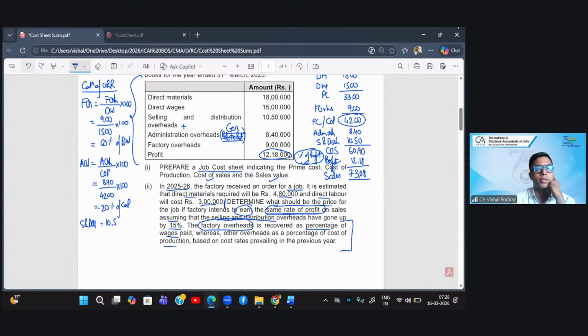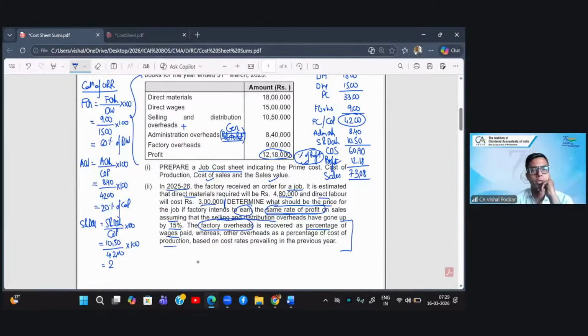Sorry, I need to mention. So it is selling and distribution rates upon COP. So it is 1050 upon 42. Correct? Yes, Asta, correct. Good. So the percentage is 25% of COP.